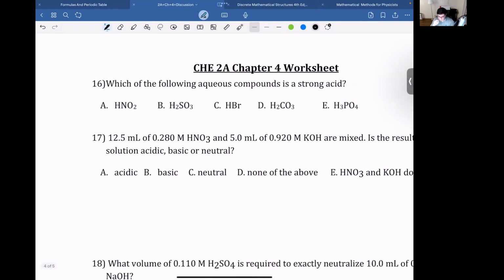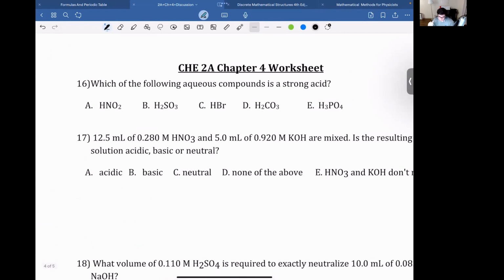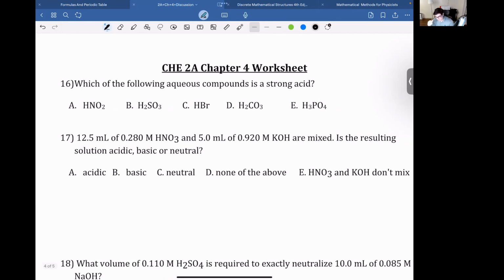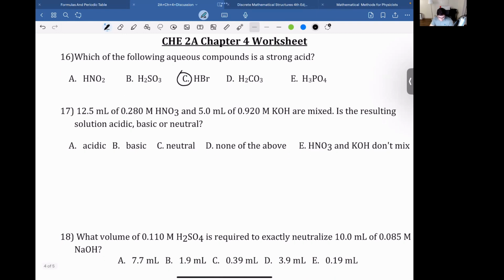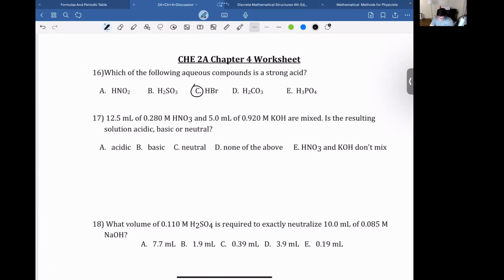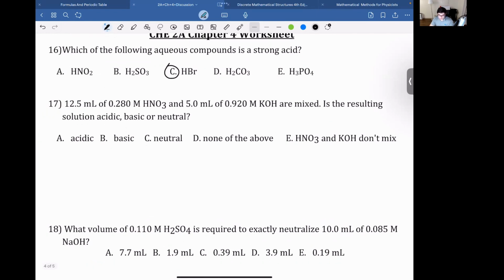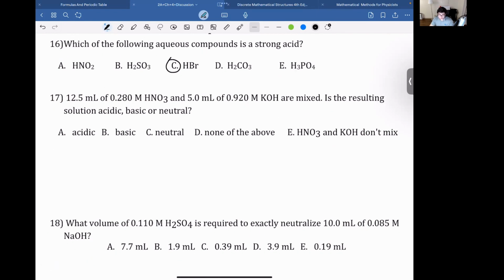Going on to the next one, it says, which of the following aqueous compounds is a strong acid? HNO2, H2SO3, HBr, H2CO3, or H3PO4. As we just said, it's something that fully dissolves. HBr does because it's a halogen that's not fluorine connected to the hydrogen. Why that is, again, you'll learn later, I think. It has to do with stability of the ions that form.